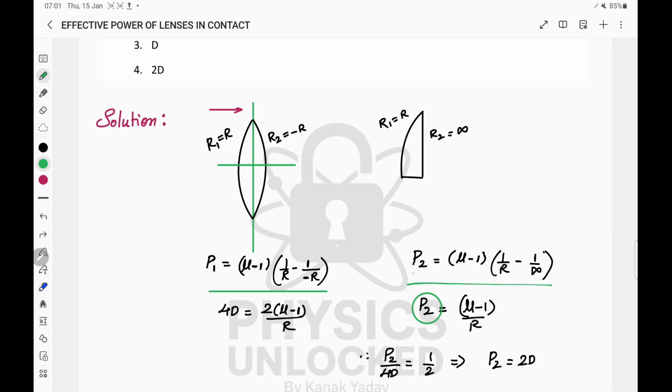Now for the second lens, you can write mu minus 1 into 1 by r minus 1 by infinity, because the second curvature is basically flat, so its radius is infinity. And you see that P2 is mu minus 1 by r. So if we divide these two expressions now, P2 divided by 4 diopter is equal to half. That means P2 is equal to 2 diopter.